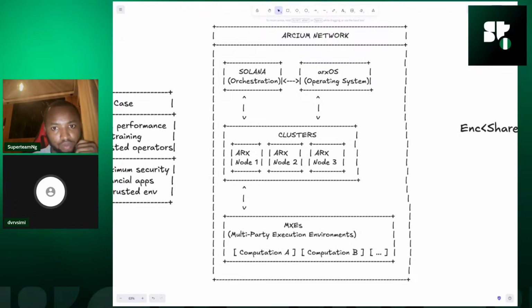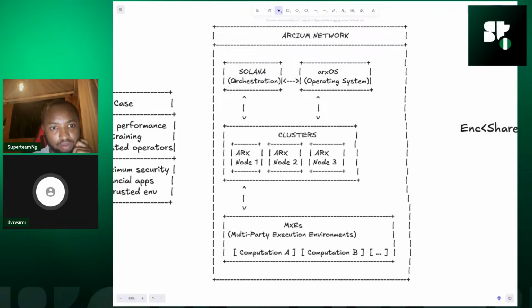If you need to read more on Cerberus, there's documentation on that, and maybe you want to test out their pros and cons, because both of them are designed to do different things. I'm going to go into the key components of the Arcium network now.